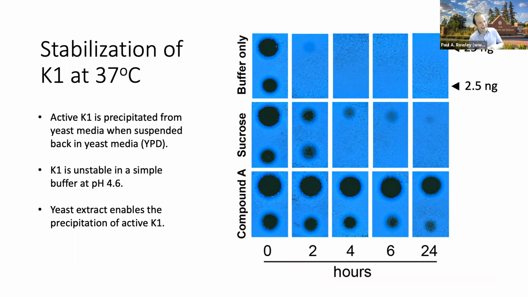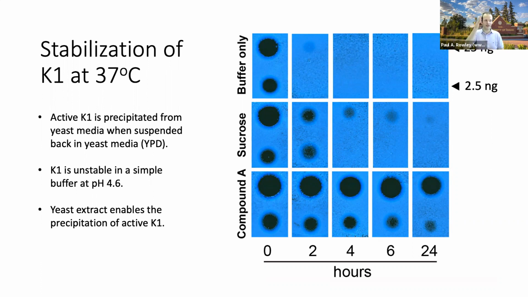Something we're working on. I don't know anything about that. But the separate issue is that when we take, let's assume we're growing it in rich media, which of course contains yeast extract, and we precipitate the toxins in that media and suspend it in a simple buffer, we get this above phenotype, right? We get no stabilization. What we found is, though, that if we put back the rich media, we get stabilization. Not very good stabilization, but we got stabilization.